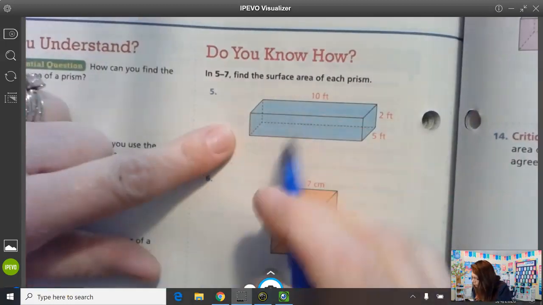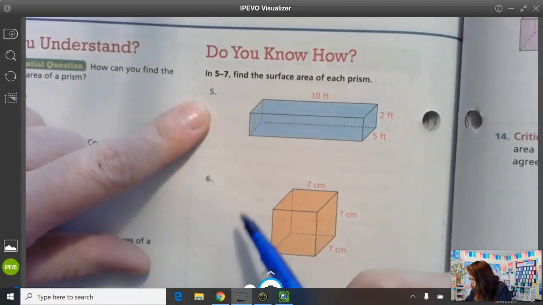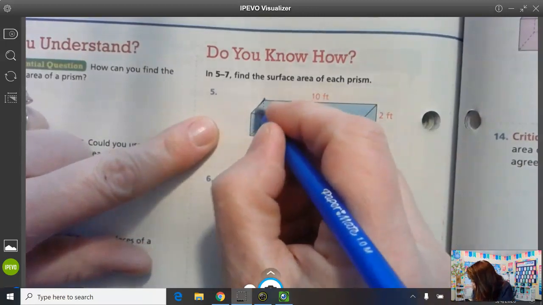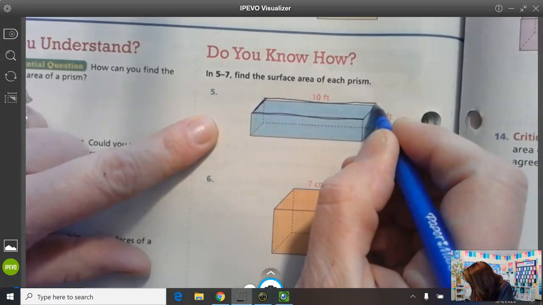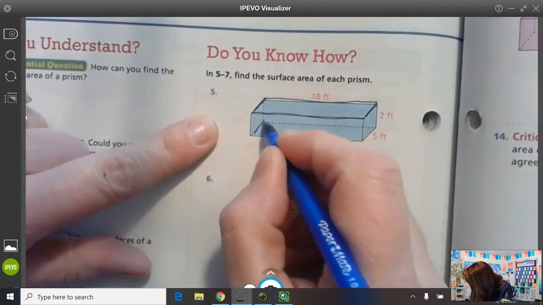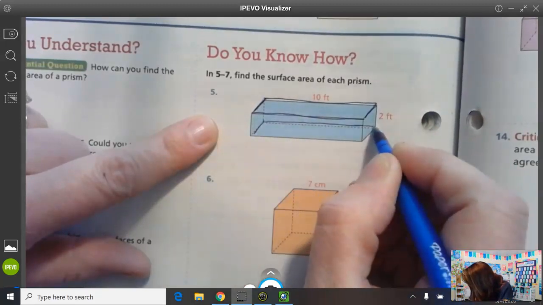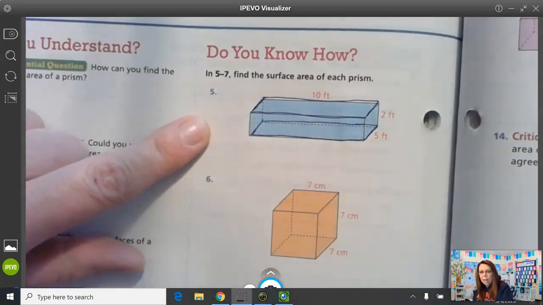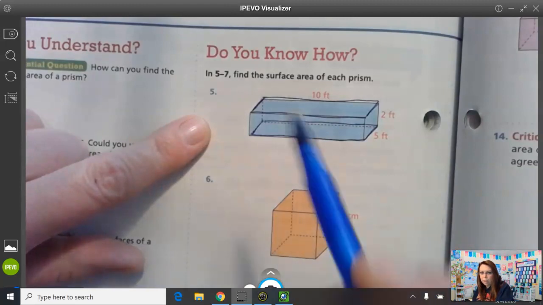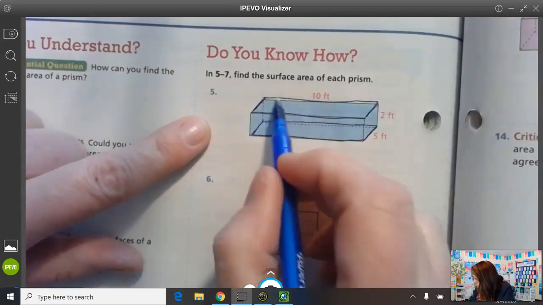Problem number 5, let's start here. So it says find the surface area of each prism. Well, we have essentially 3 math problems. This top piece and the bottom piece, I hope you guys can visualize and see what I'm drawing here. The top and bottom have the exact same dimensions, okay? And it's length times width.